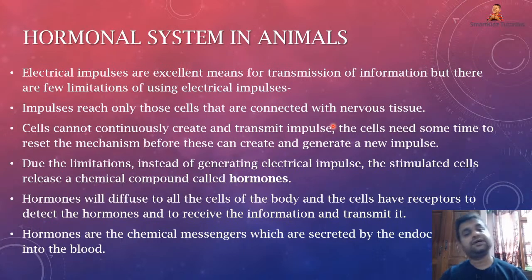Within a neuron, electrical signals do pass through. The conduction of messages happens via electrical impulses, as we know, going through the neuron body. There is something more that we need to know: when cells conduct these electrical impulses, a tremendous amount of energy is also used up. So cells cannot continuously create and transmit impulses. The cells need some time.